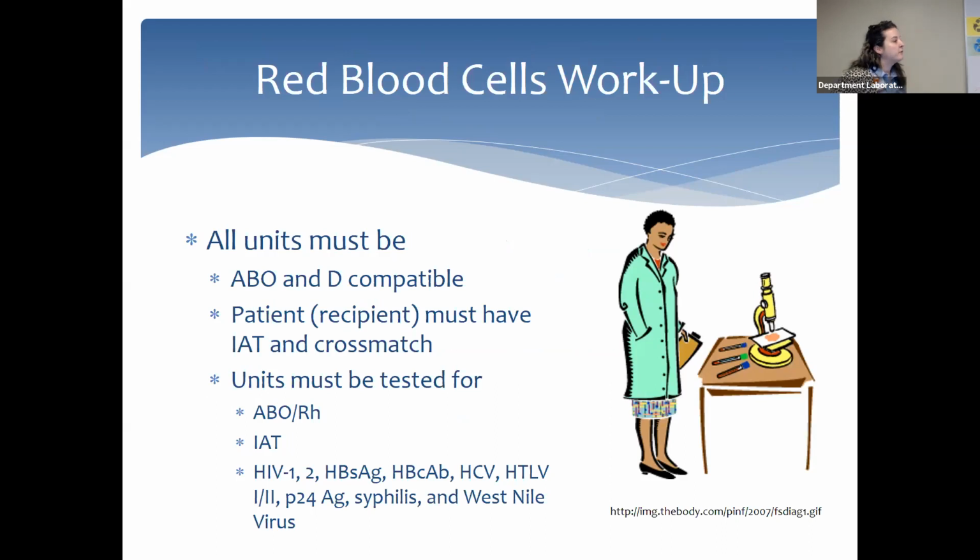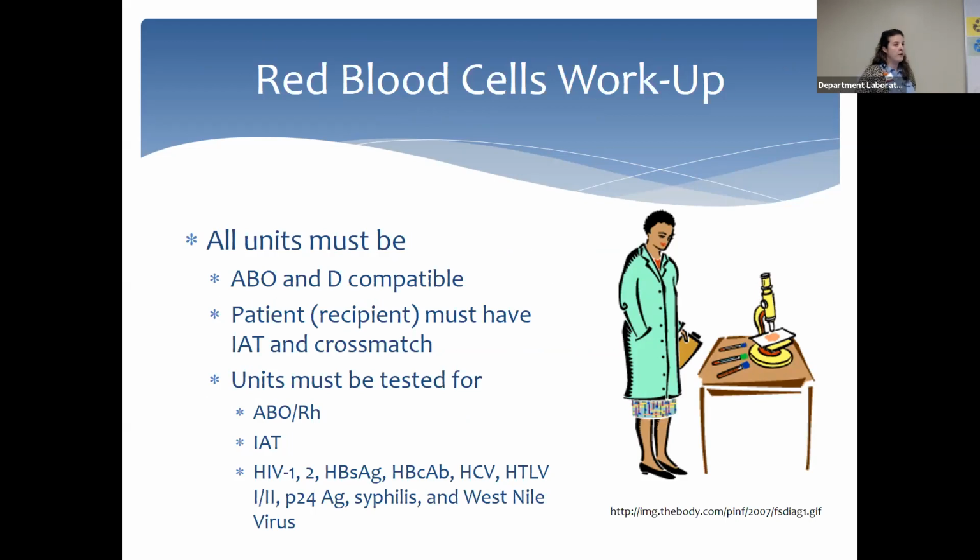All right, so what does this mean for blood bank? What type of workup is involved? All units must be, now we're talking about red cells, right? Okay, so they must be ABO and Rh compatible. So we will always test for that D antigen. Your recipient must have an IAT performed, so that screen, all right, we're looking for any unexpected alloantibodies, and a crossmatch.